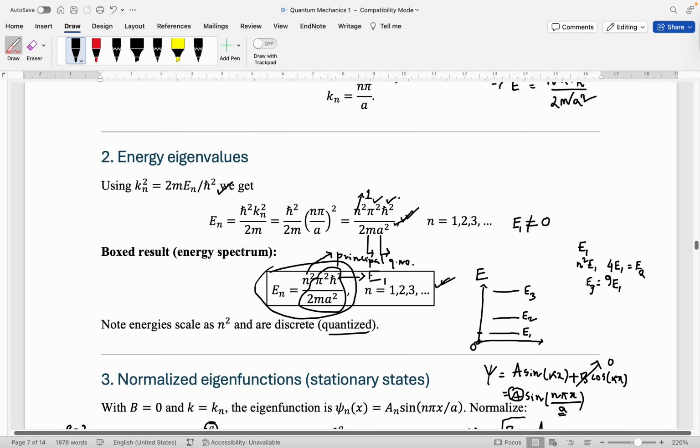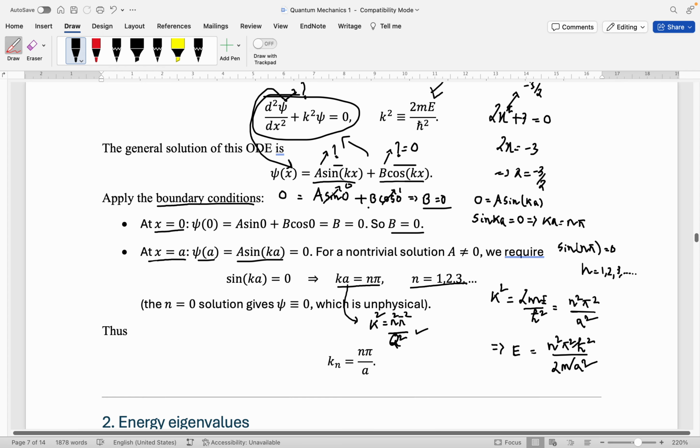So we have found the energy, but please remember, we have not yet found the wave function. The wave function we have just seen, psi x is equal to a sin kx. We found b to be 0, but psi x is equal to a sin kx. But we have not found a yet. We still have to find a.